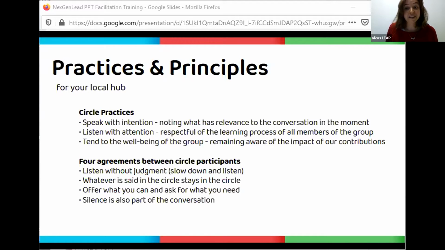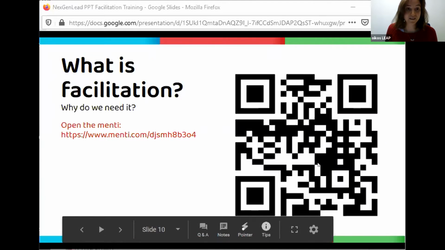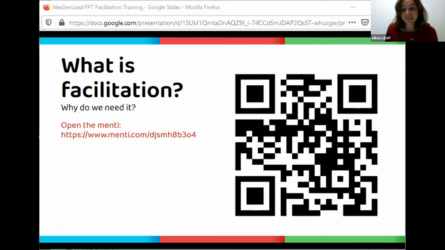Of course, you can find all of this in the facilitation guide, so you're not alone with that. Also, if there's any question on how to apply that, talk to us. That's an invitation to all of you. But now, what is actually facilitation?